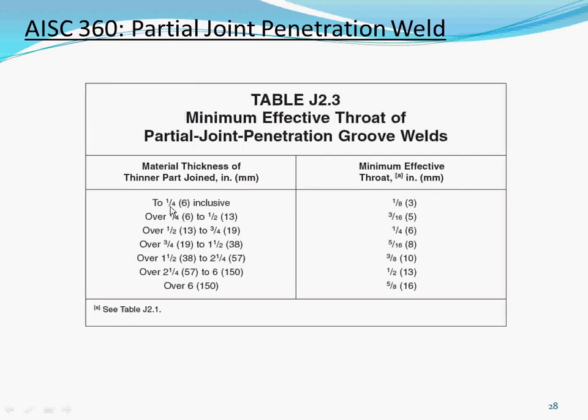You can't go smaller than 1/8 inch for material 1/4 inch thick and smaller. And when you're doing a 1/2 inch, then you have to use a 1/4 inch minimum, so you can't go less than 1/4. So that's the minimum groove weld requirement from J2.3.